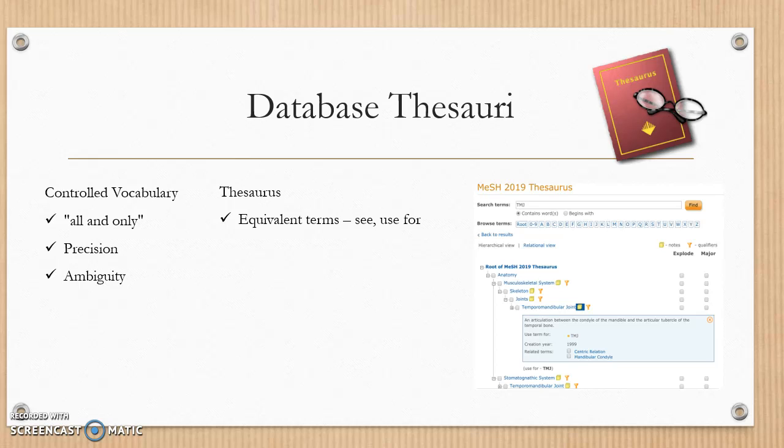In this example, I searched for TMJ within the MeSH thesaurus. I was led to the term temporomandibular joint, where I was instructed to use it for TMJ.